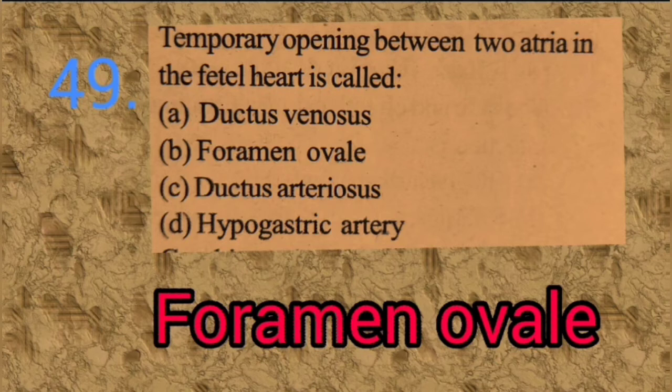Temporary opening between two atria in the fetal heart is called. Options: A. Ductus venosus. B. Foramen ovale. C. Ductus arteriosus. D. Hypogastric artery.